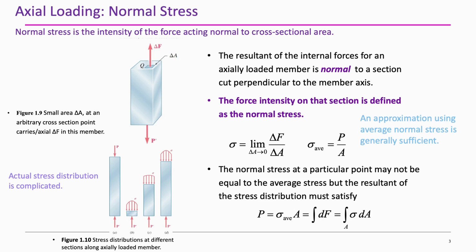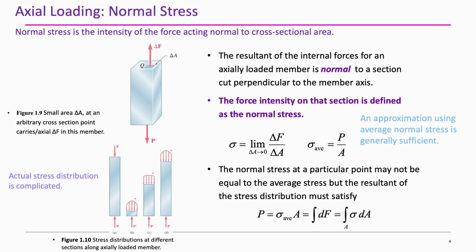As a result, it is assumed that the normal stress distribution in an axially loaded part is uniform, with the exception of the immediate vicinity of the points of application of the loads. As a result, we can conclude that an approximation using the average normal stress is generally sufficient, and we can idealize the uniform distribution of the normal stress over the cross-section.